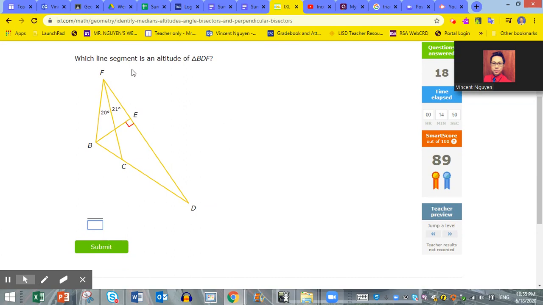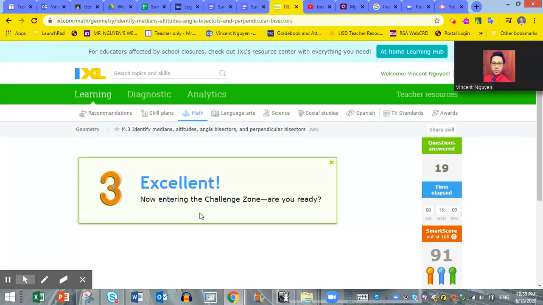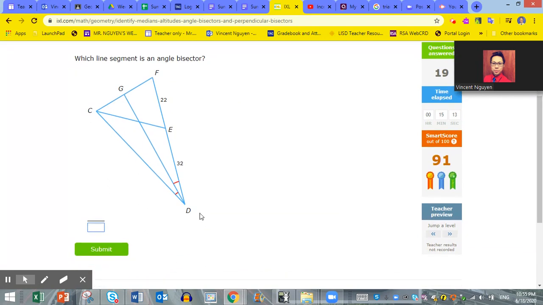Which line segment is an altitude? Okay, altitude. Remember, an altitude comes from the vertex, and it's a right angle on the opposite side. So it comes from the vertex at a right angle. So I'm going to say BE. BE is the segment that is the altitude to that triangle. Yay! All right, we're in the challenge zone. I think I'm going to have to do like 10 problems to get to 100, but we'll see.